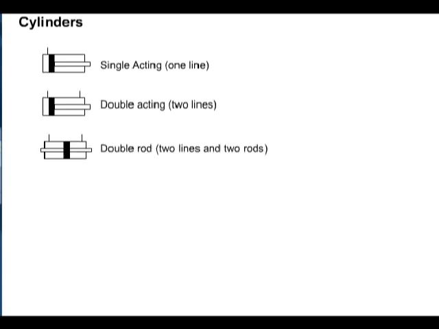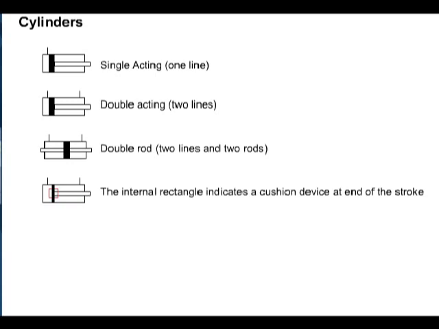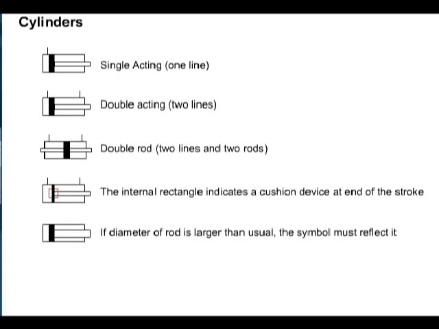Cylinders. Fluid power cylinders with no unusual relationship between the bore and rod size are shown. Single acting, double acting, and double rod. An integral rectangle adjacent to the symbol for the piston indicates a cushion device at the end of the stroke. If the diameter of the rod is larger than usual for the bore size, the symbol must reflect this.